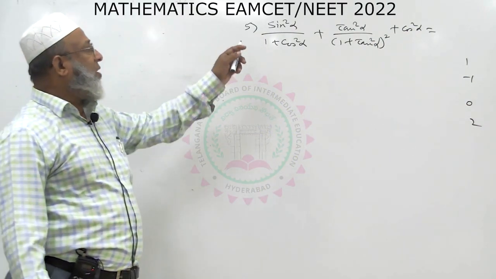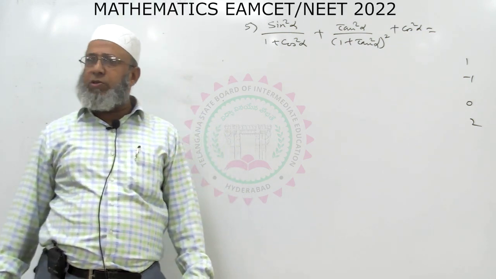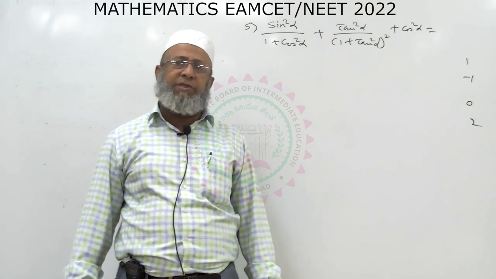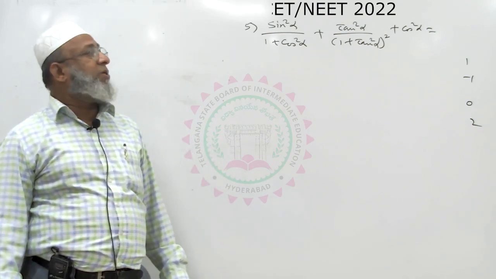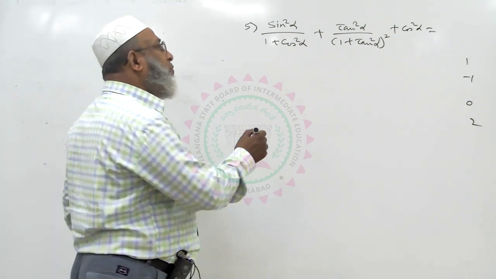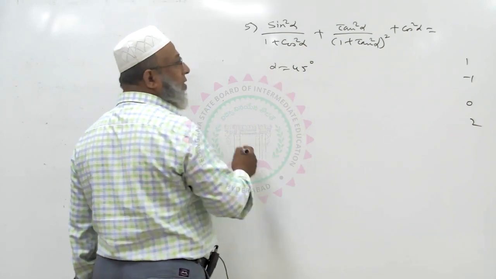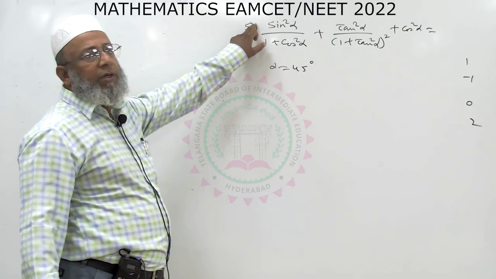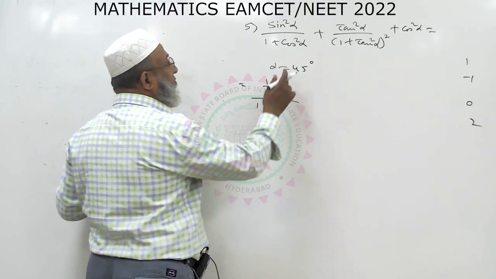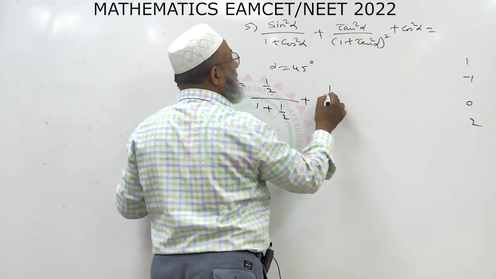Now, sin square alpha by 1 plus cos square alpha plus tan square alpha by 1 plus tan square alpha whole square plus cos square alpha. If you want to follow the usual method, it will take more time and more space. So you have to do some substitution in such a way that you get the answer easily. Put alpha equal to 45 degrees. Sin 45 is 1 by root 2, so sin square is 1 by 2, divided by 1 plus cos square 45, which is 1 by 2. Tan 45 is 1.